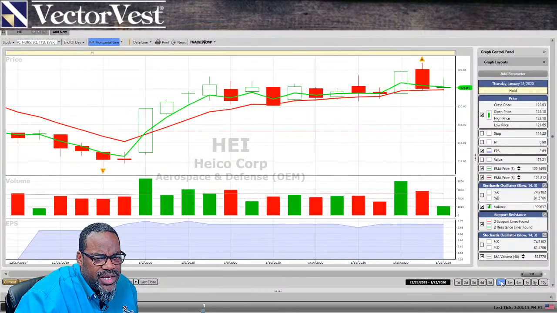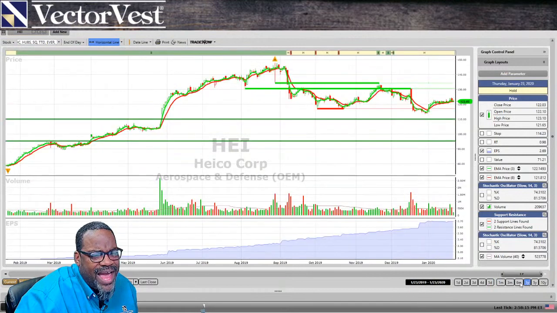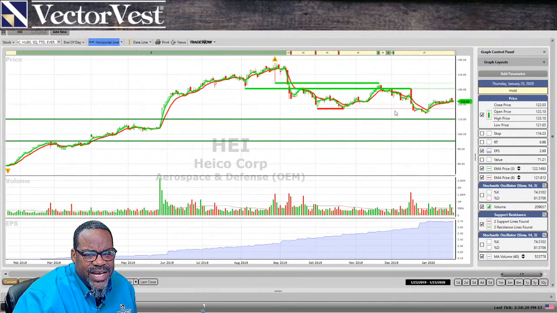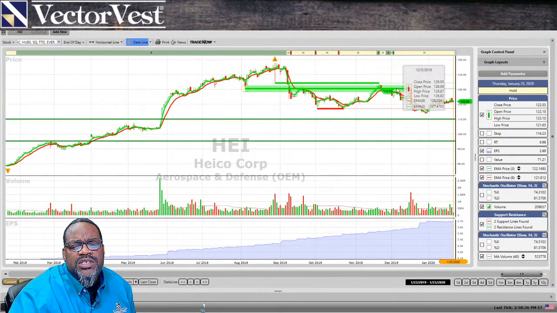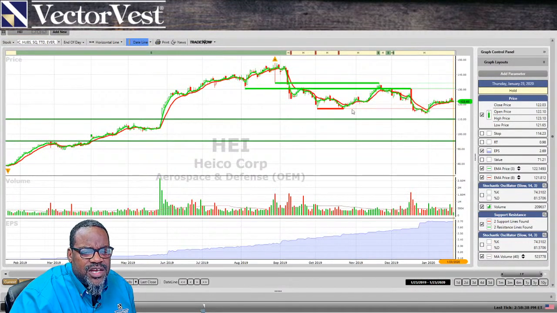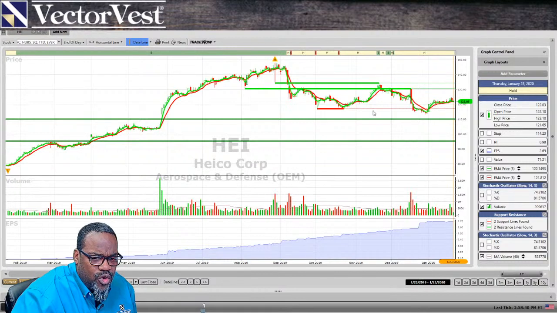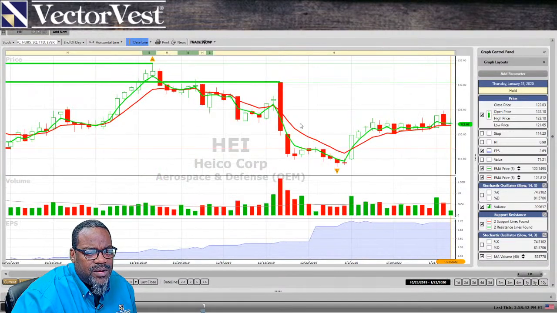Heiko was good going into, let's put this on a one-year graph. Heiko was rocking at one time, and it did in 2019. It fell in September, and it hasn't really got back to its nice upward moving self. The stock is in a channel between the level of 117.19 and a level of resistance at 130.62. That's a nice channel.